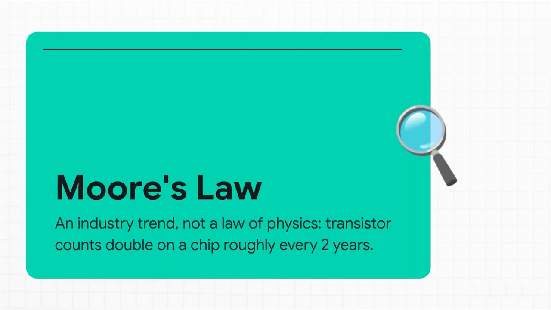And what's really wild is that this insane pace actually became predictable. Back in 1965, Gordon Moore noticed that the number of transistors you could fit on a chip was doubling about every 2 years. This became famous as Moore's Law.